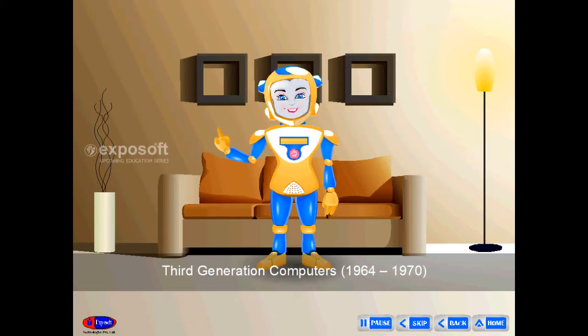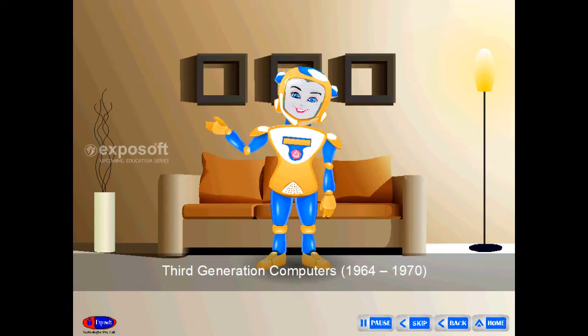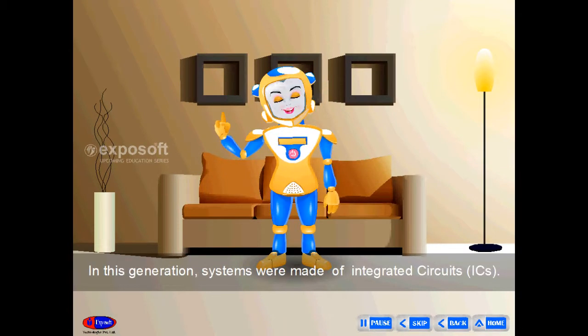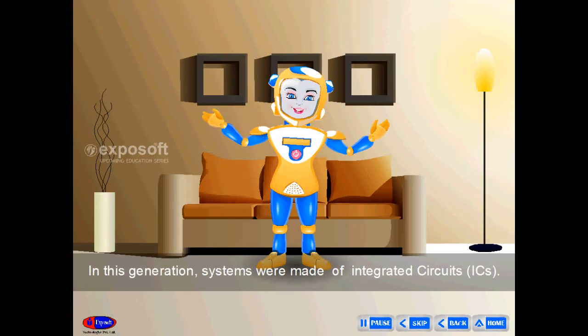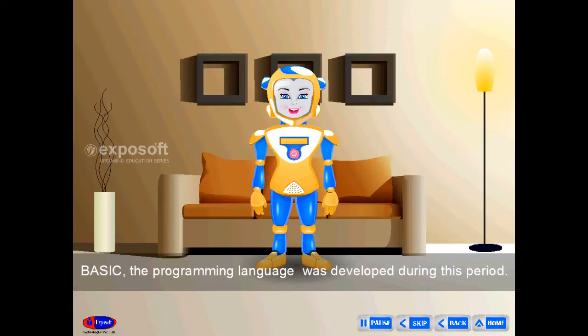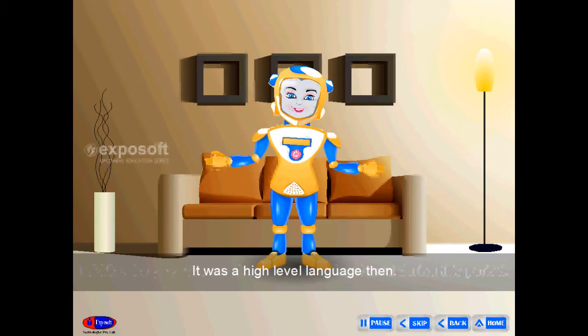Third generation computers, 1964 to 1970. In this generation, systems were made of integrated circuits, ICs. A single IC has many transistors, resistors, and capacitors built on a single thin slice of silicon. BASIC, the programming language, was developed during this period.